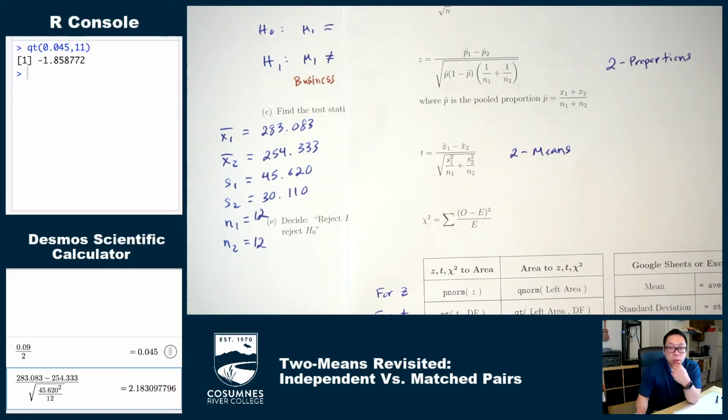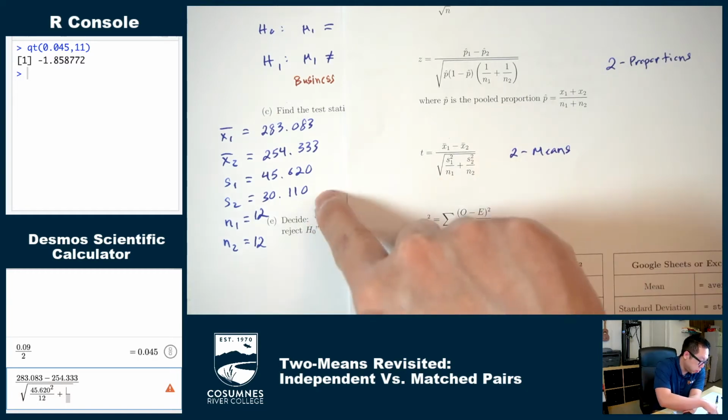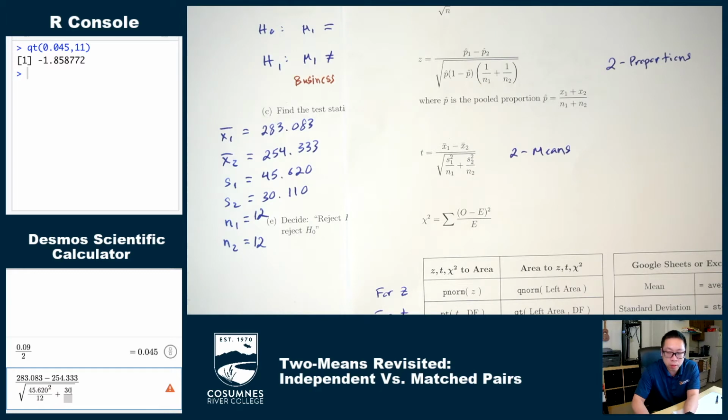And remember, move your cursor just to the right of that fraction and hit plus, so don't put in spaces, because we want the entire thing inside the square root. If you move it a little bit too far and hit plus, you'll see that the plus is outside of the square root. If that happens, just move your cursor back just to the right of the fraction and hit plus. And then we have another fraction. S2 squared is 30.110 squared, and then N2 on the bottom is also 12.